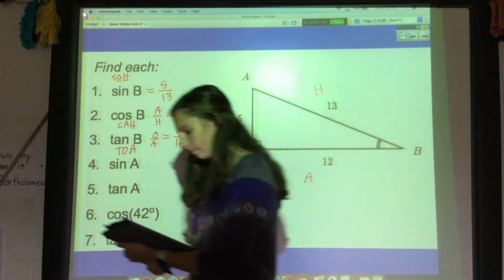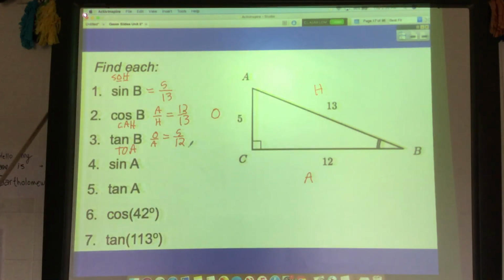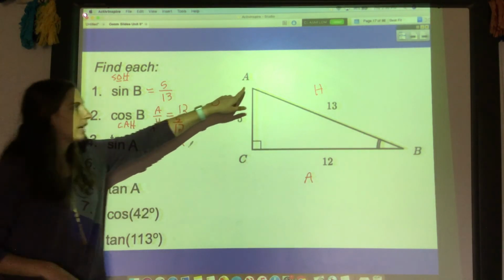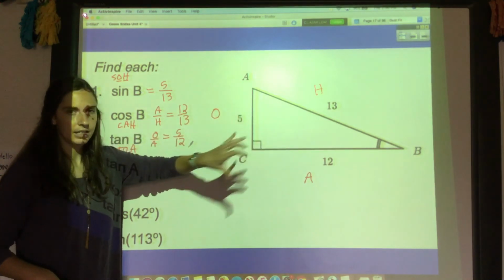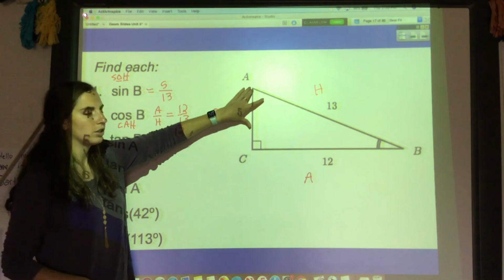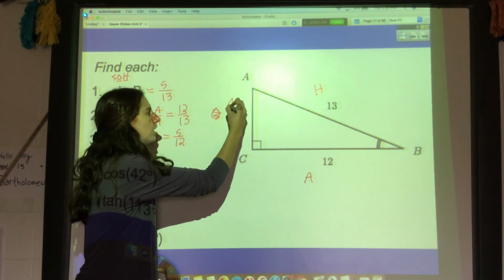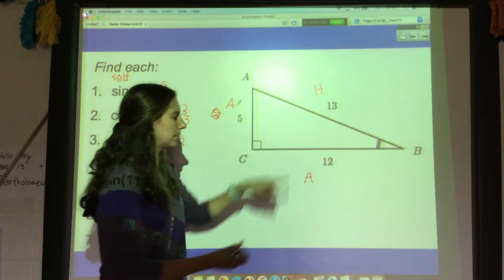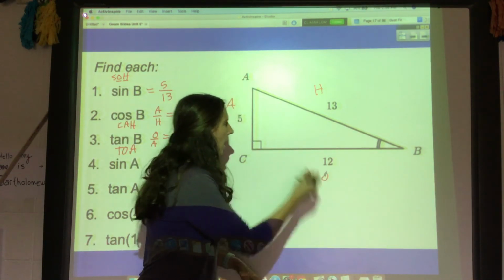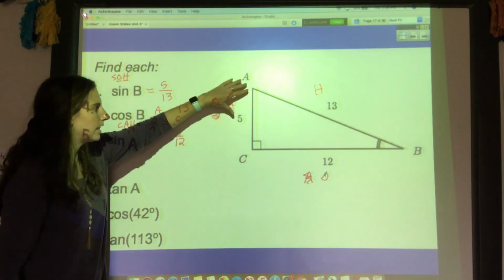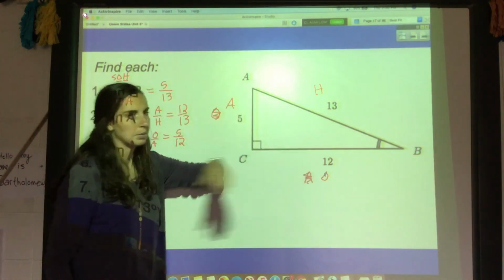Okay, let's switch it up here and do angle A. Note that if I'm looking at angle A, the opposite and adjacent switch. This is now the adjacent side because it touches angle A. And this side here is opposite because it's opposite of angle A.